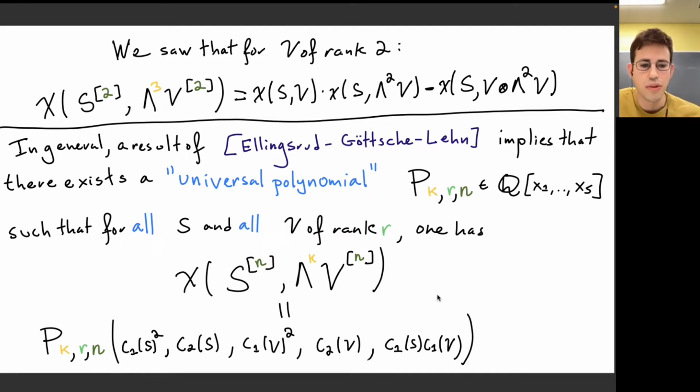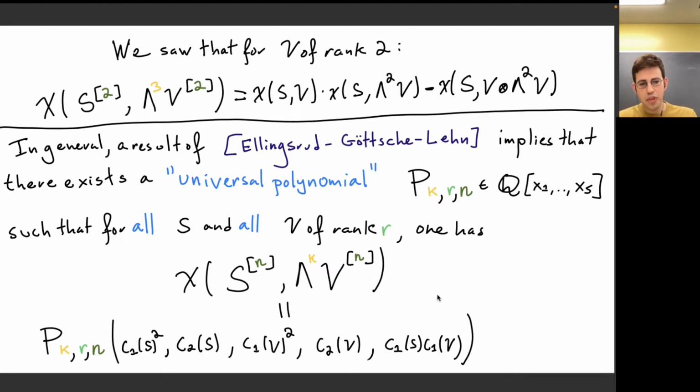So the first Chern number of the surface squared, the C2 of the surface, C1 of the vector bundle squared, C2 of the vector bundle, and C1 of S integrated against C1 of the vector bundle. And if I have more vector bundles, then I have more possible Chern numbers, but the principle remains the same. The important thing to take away is that though this polynomial depends on the numbers in the problem, it depends on the degree of the exterior power, it depends on the rank of the vector bundle, it depends on the number of points. It does not depend on the surface and the vector bundle itself. So it's the same polynomial for any surface and any vector bundle of the given rank that we pick.